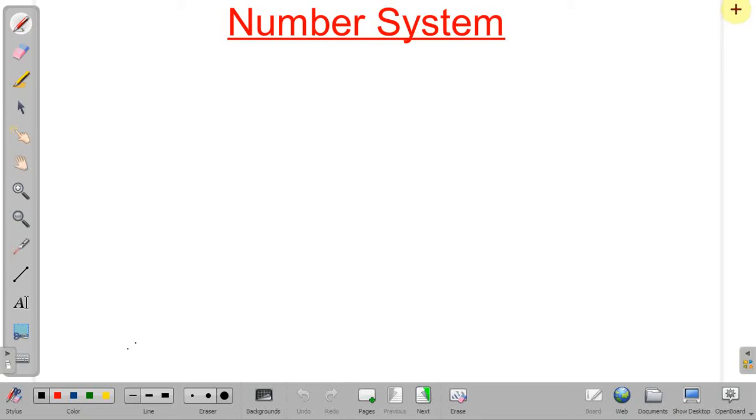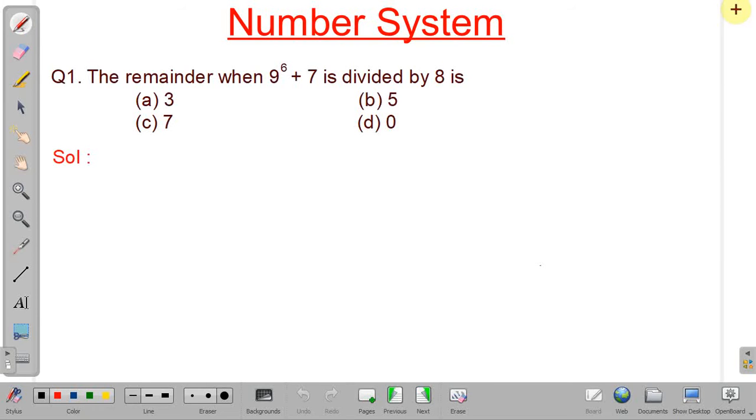In this lecture, we will discuss some important problems on number system. Okay, so let's start. See, first question is we have to find the remainder when 9 to the power 6 plus 7 is divided by 8. So how do we solve this type of problem?